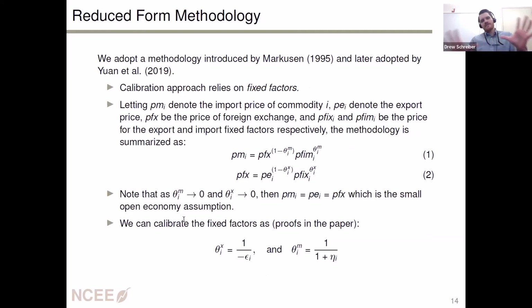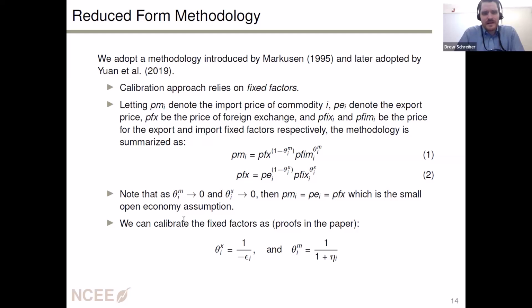So we have this framework for calculating what the elasticities are. We then want to apply those elasticities to a reduced form approach. We adopt a methodology in the paper introduced by Jim Markusen in 1995, and later adopted by the US REP model, which is a model in the US that's a recursive dynamic model.